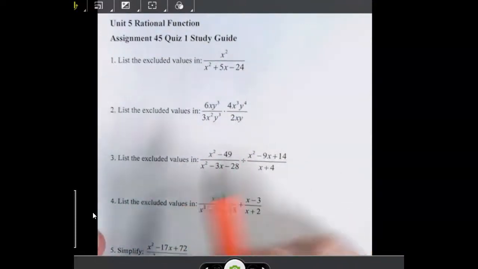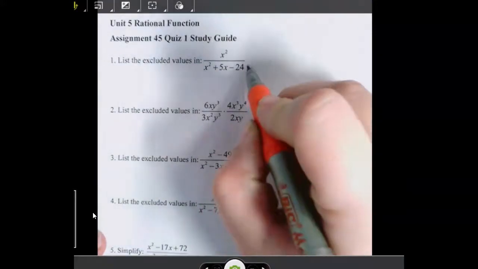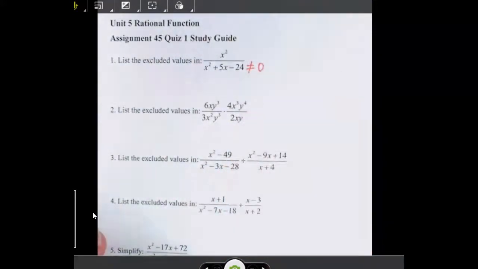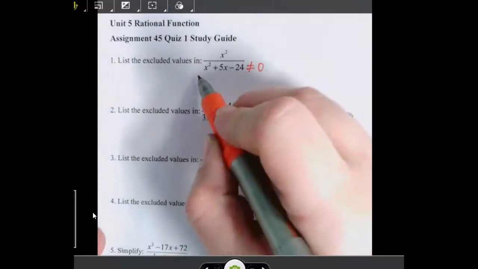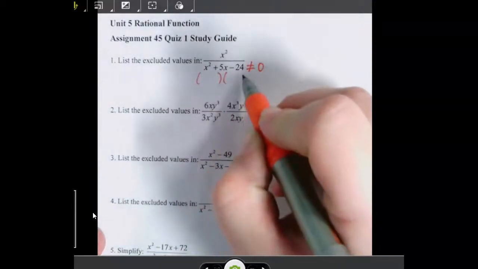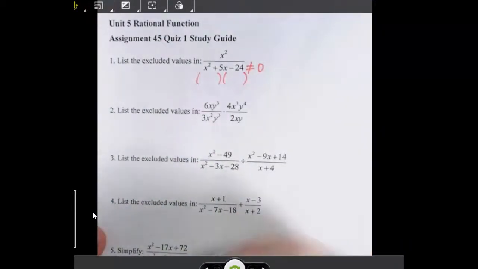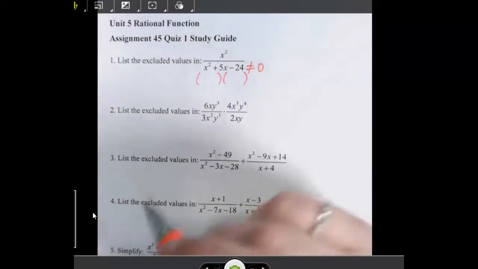in a fraction. So to determine excluded values, we set our denominator such that it cannot equal 0, and we solve what we have. Typically, we're going to need to do that by factoring, because each factor has an excluded value that would send it to 0, and so we have to exclude them all.